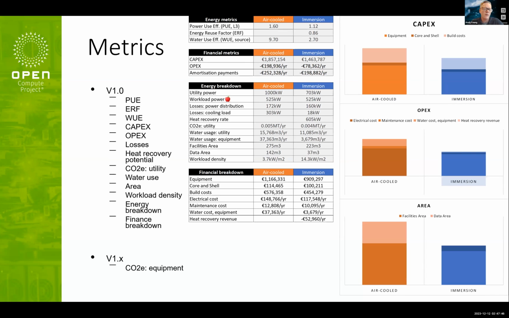What I'm showing you here is the outputs from the modeling process. It compares an air-cooled solution to an alternate solution, which may itself be air-cooled using different heat rejection systems, for example, or immersion cooling, as is the case here, which has obviously different heat rejection processes, which are much more fluid-based. And it makes a comparison on technical and business terms in the following ways.